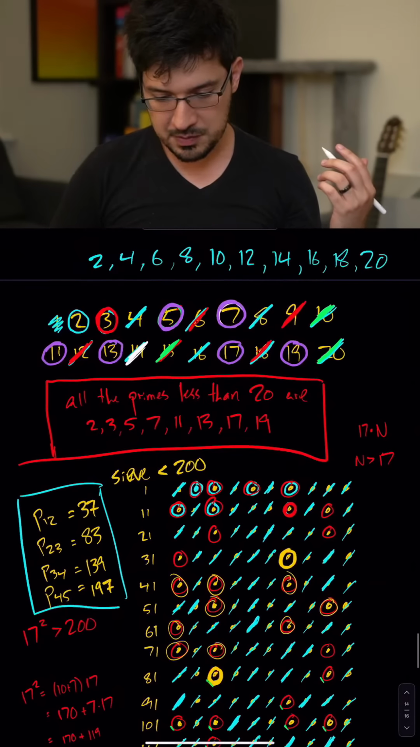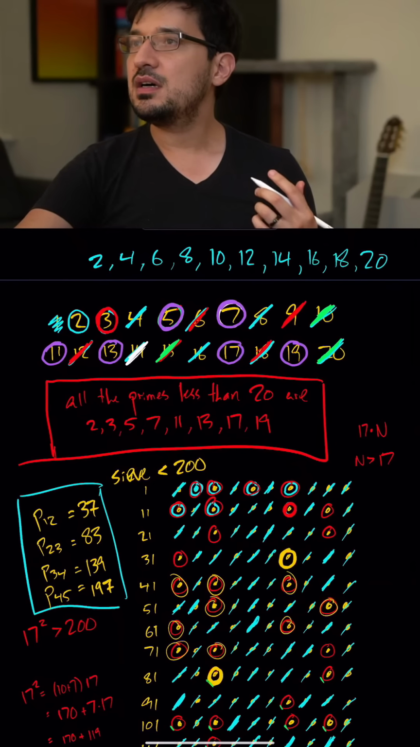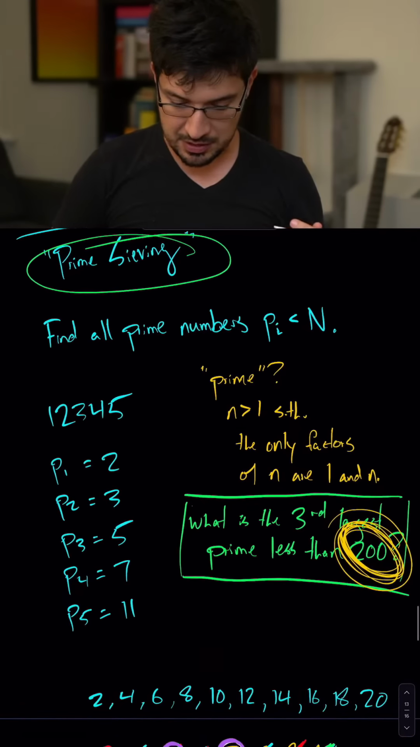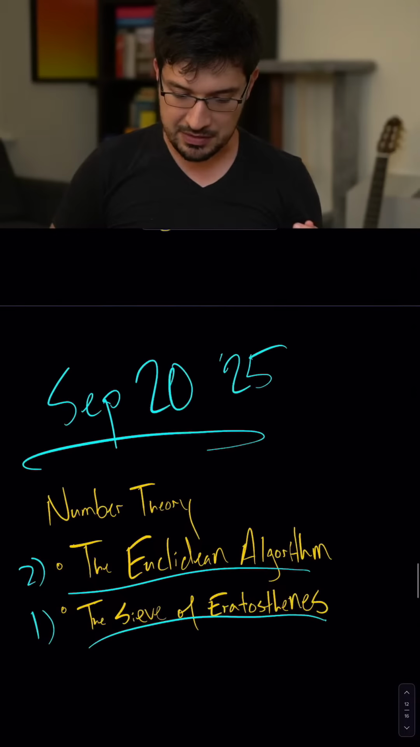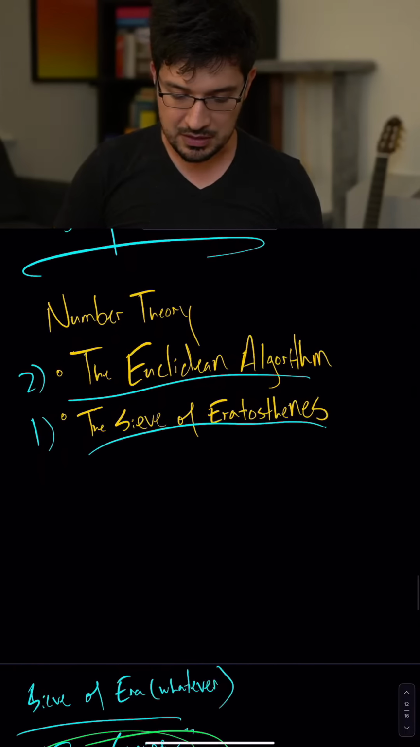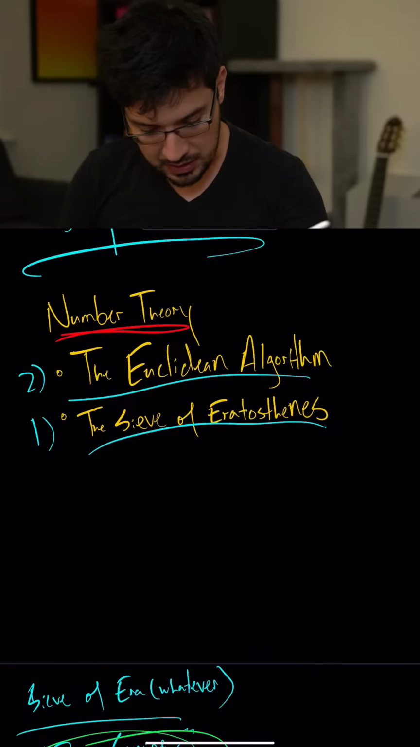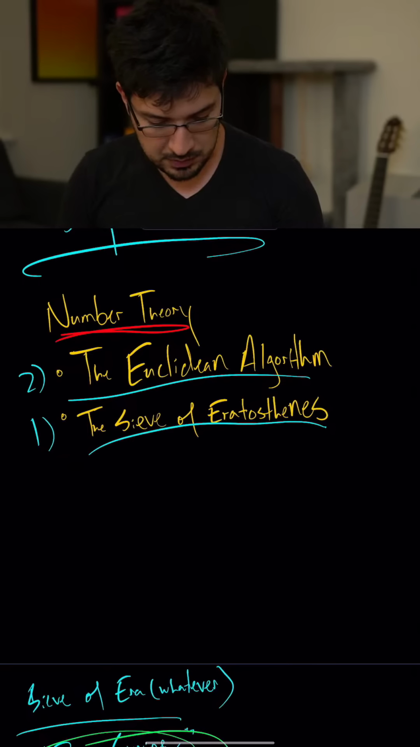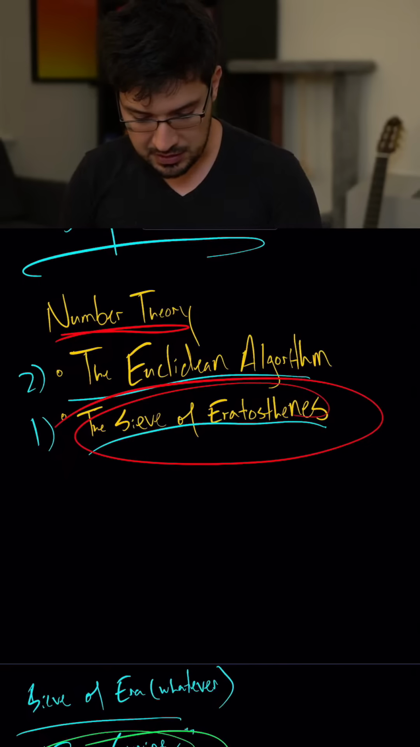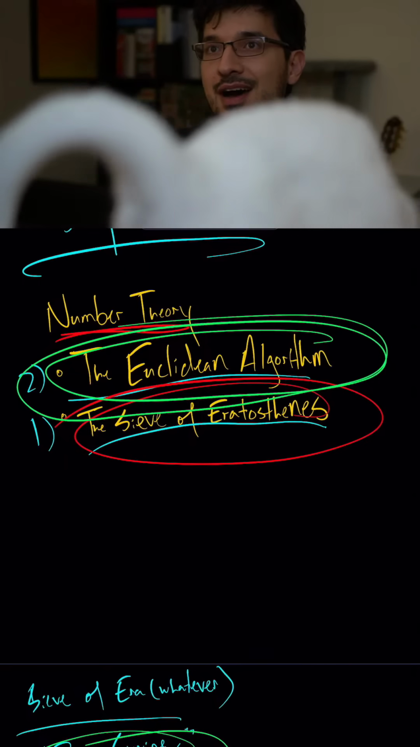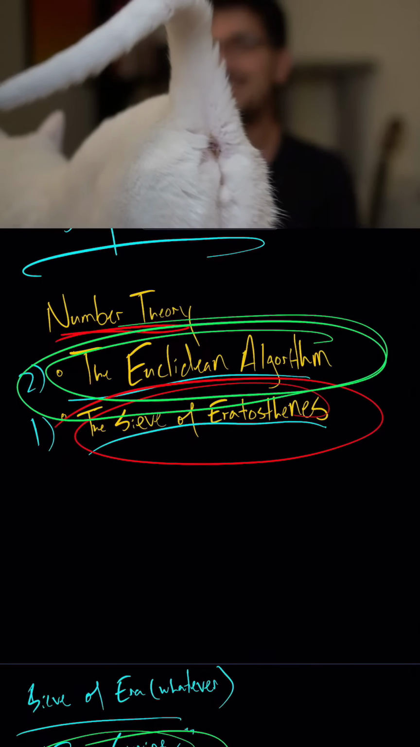So I hope you found that interesting. I gotta wrap it up here. I was hoping to get to the Chinese remainder theorem. That's gonna be in the future. That's a really nice one. I can't wait till we get there. But today we did the Sieve of Eratosthenes. Next time we're gonna do the Euclidean algorithm. But not today.